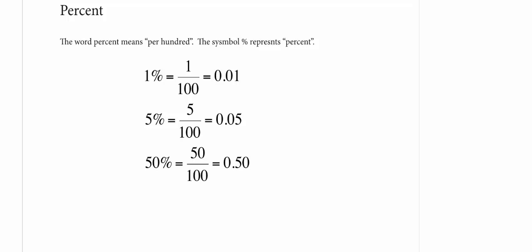Percent. The word percent means per 100, and the symbol for percent is the symbol I've just circled. So per 100 means if you take a number like 1% and divide that by 100, you end up with the decimal form of percent, which is 0.01. Same with 5% and 50%. If you take 50%, divide that 50 by 100, you end up with the decimal form of the percentage, 0.5.